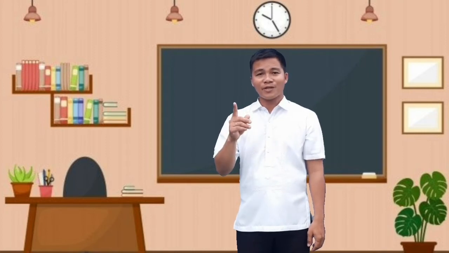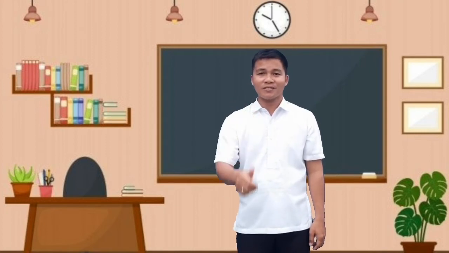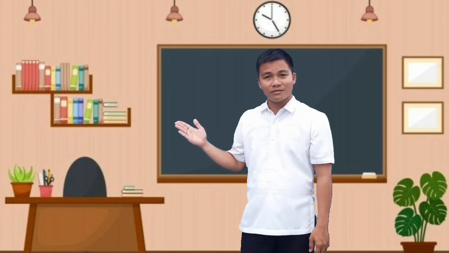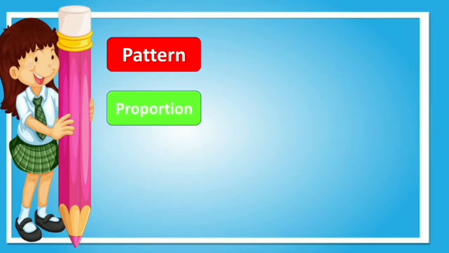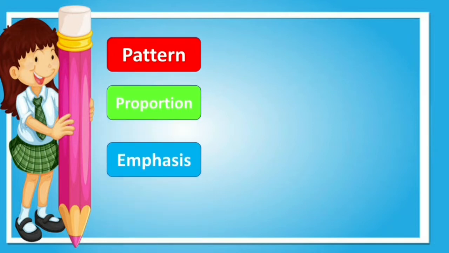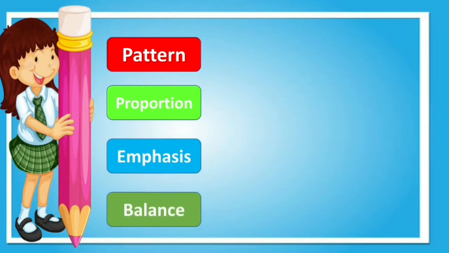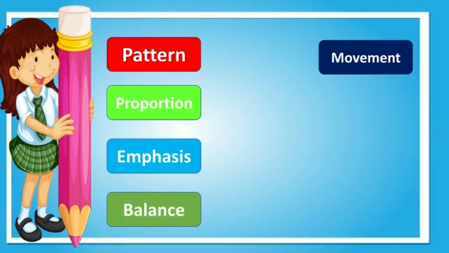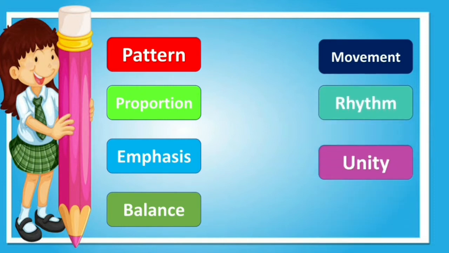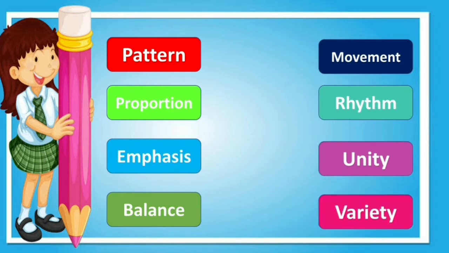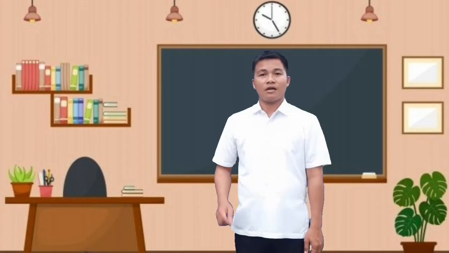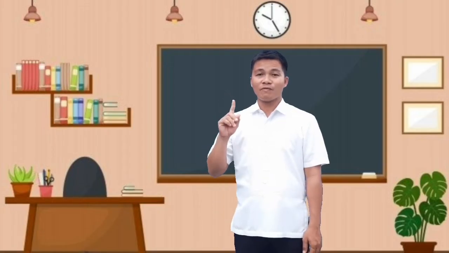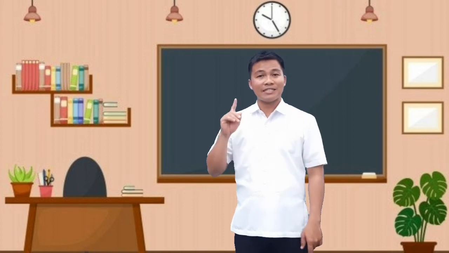Did you get all of them, kids? Very cool! Let us enumerate them all. These are pattern, proportion, emphasis, balance, movement, rhythm, unity, variety, and repetition. Those are the elements and principles of art that can also be applied in digital art.